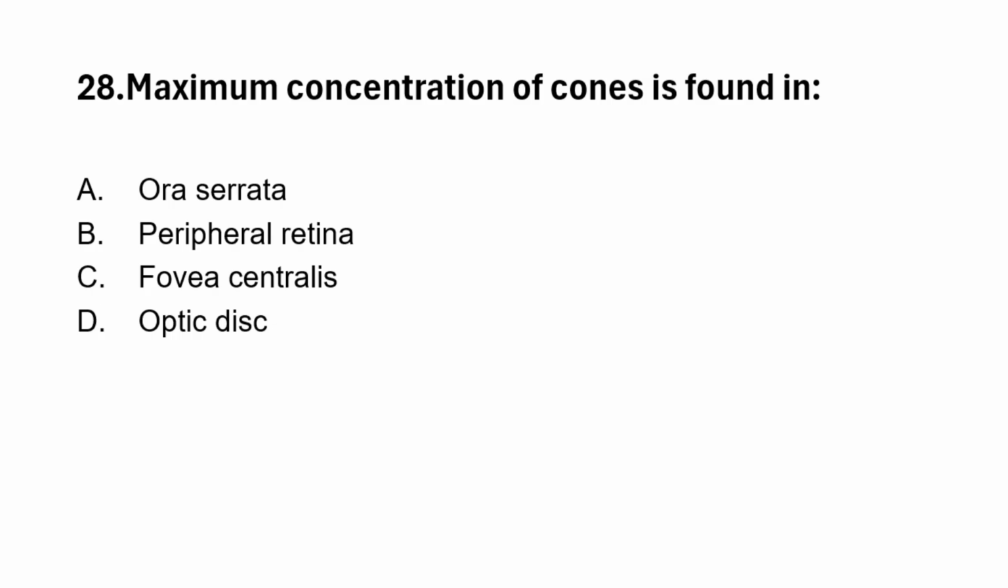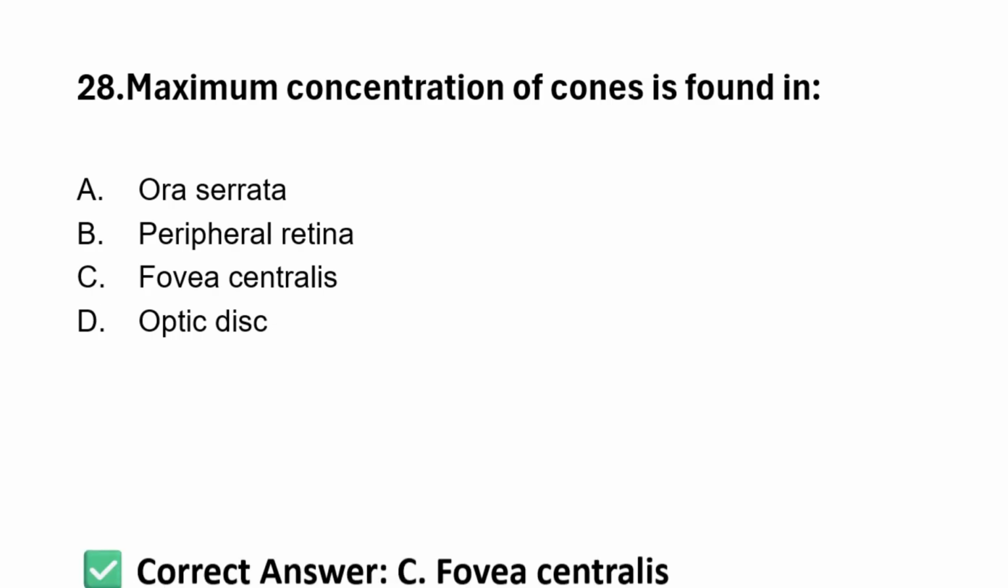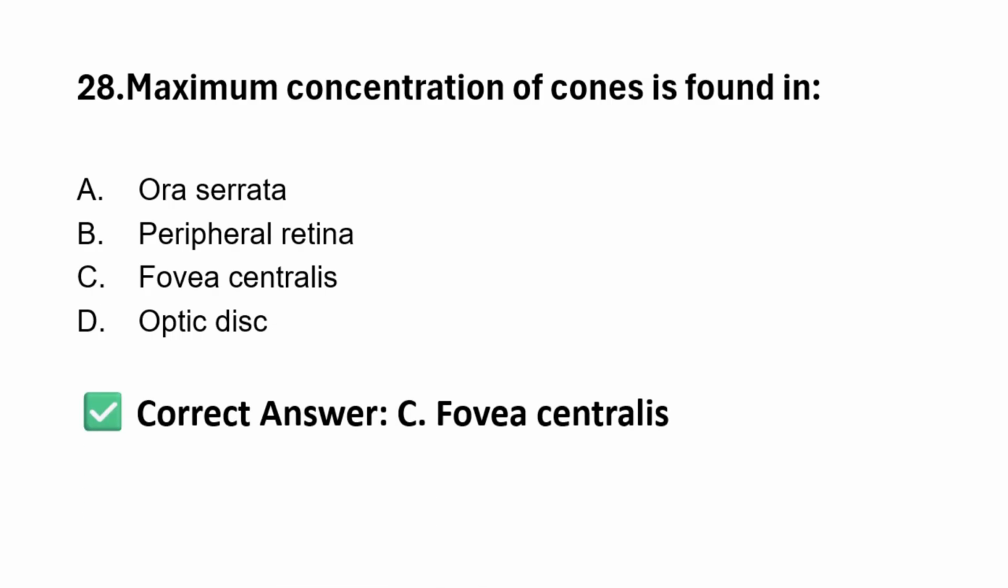So the correct answer is option C fovea centralis, because the fovea centralis is the point of sharpest vision in our eye, and it is packed with cones, which makes it perfect for detailed vision such as reading or looking at small objects.